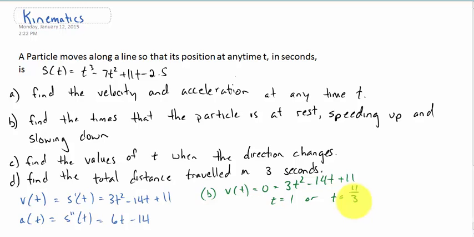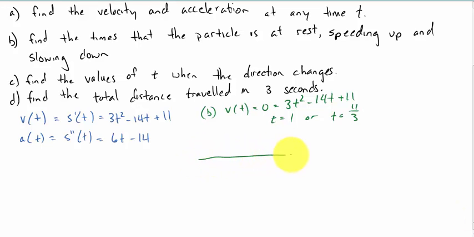We want to know when it's speeding up and slowing down. So here's what we're going to do. We're going to make a sign diagram for the velocity. The velocity is equal to 0 at 1 and 11/3. For t values less than 1, v of t is positive. For t values between 1 and 11/3, v of t is negative. And for t values greater than 11/3, our velocity is positive again.